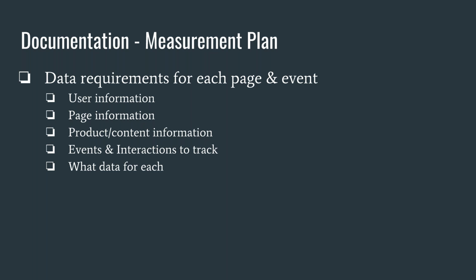Product and content information, so product name, product type, price, all those different sorts of things. Events, what interactions are you wanting to track? And then what type of context needs to be attached to those different events? Is it a particular type of button click, a particular form name, form title, author, if it is a download? And then that last piece, what are the data points necessary for each of those different events and interactions?